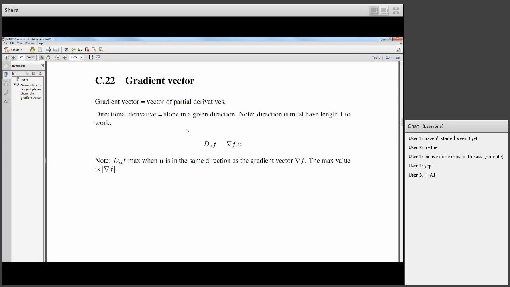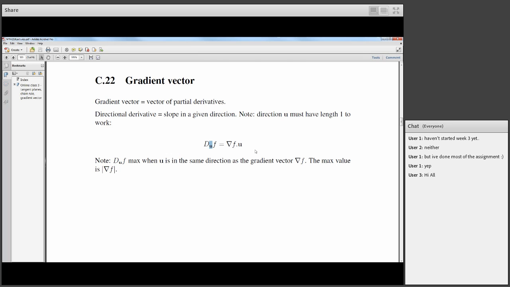If you've got a 3D surface, it's just how steep it is in a particular direction. You can work out the directional derivative of any function f in a given direction by taking the dot product of the gradient vector and that unit vector. What's really important to stress here is that for it to work properly, this direction must have length 1. If you don't, that doesn't really make sense. Sometimes you want to find a slope in another direction which doesn't have length 1, so in order to utilize this formula you need to make it a unit vector first, so I divide by its length.